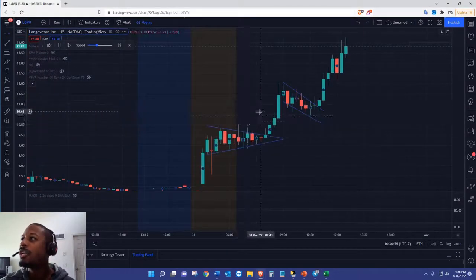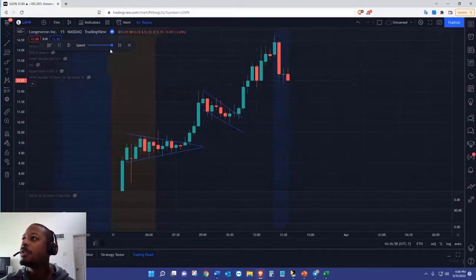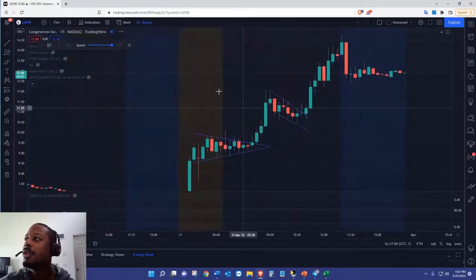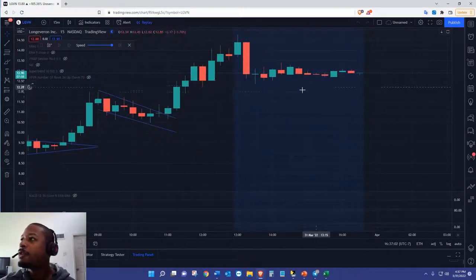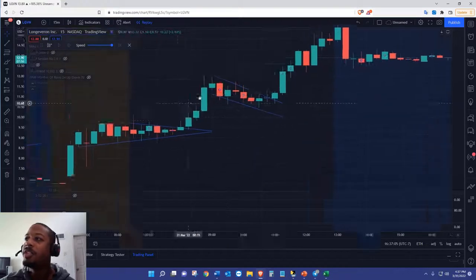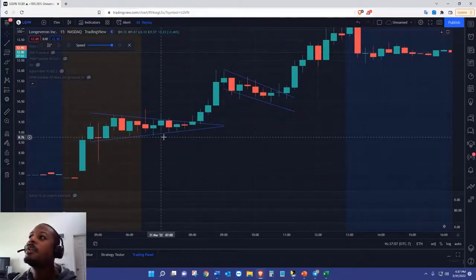Okay? So I just want to cover that with you guys, and I can speed this up and you can see how it looks. See? But obviously this is after hours right here. But yeah, look at that. Two trades on a 15-minute time frame, you can make some decent money.